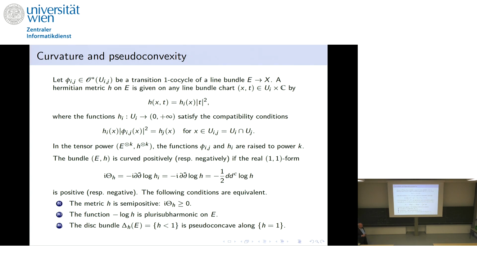In particular, this means that if you have a semi-positive metric, this is equivalent to saying that the disk bundle is pseudo-concave along the hypersurface, and vice versa. Semi-negative means the disk bundle would be pseudo-convex.